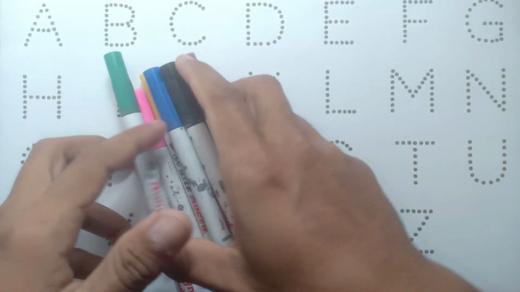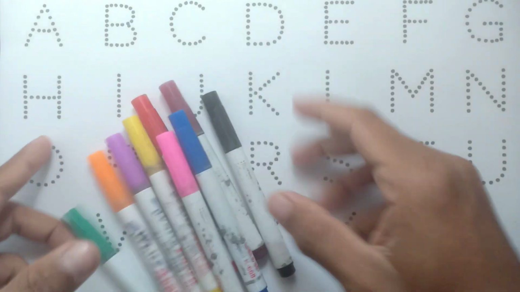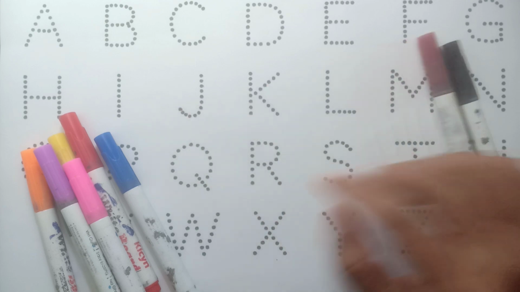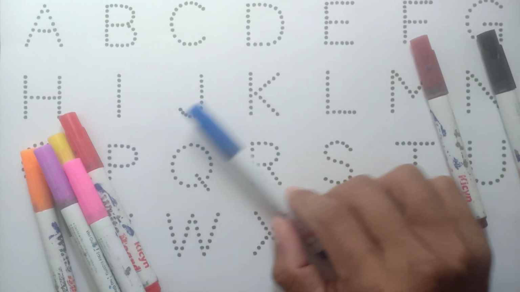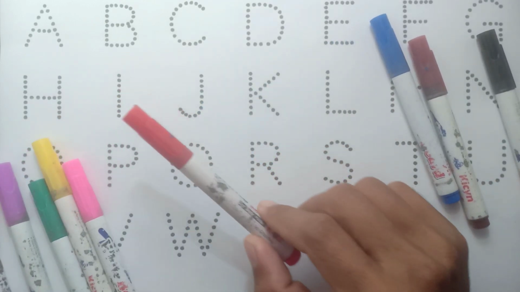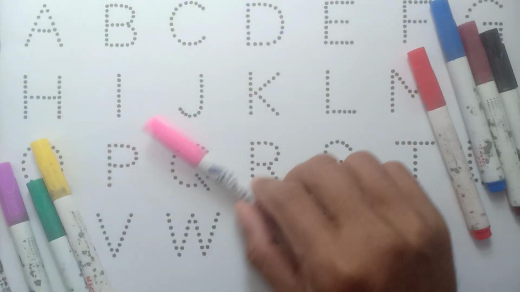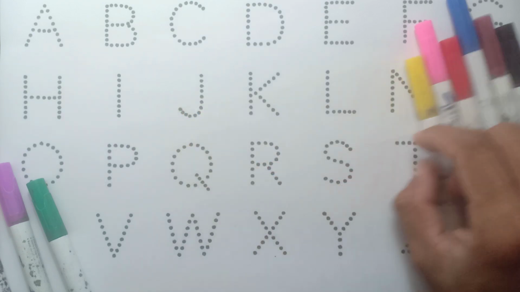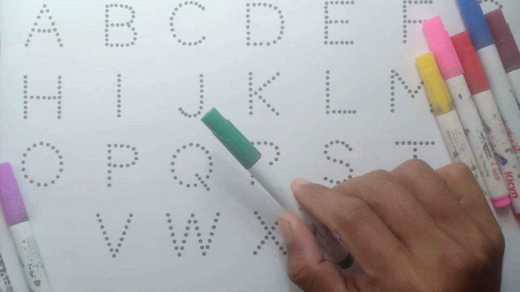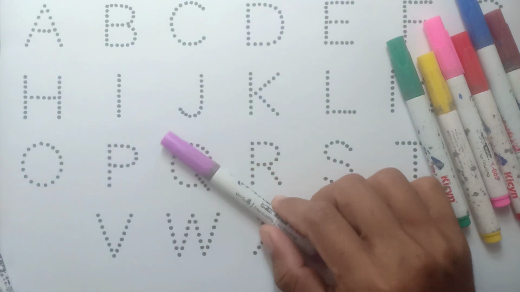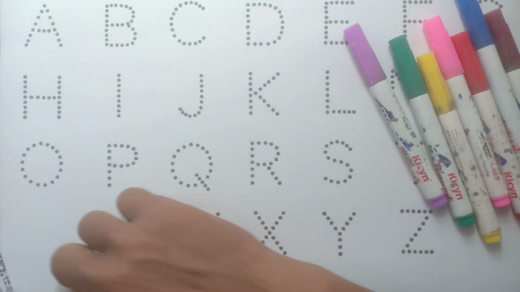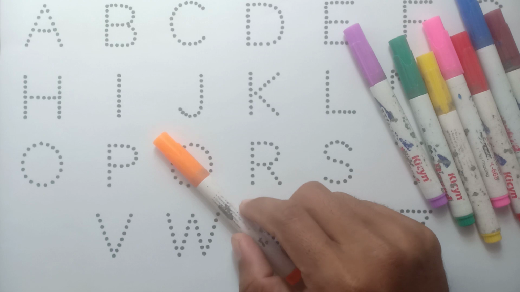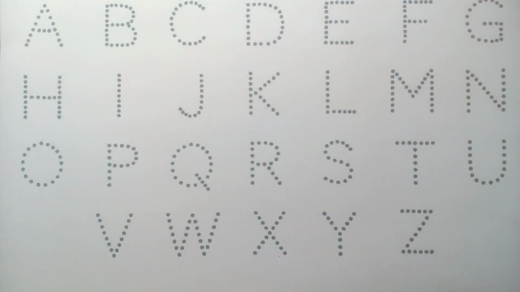Let's learn some colors. Black color, brown color, blue color, red color, pink color, yellow color, green color, purple color, and orange color.